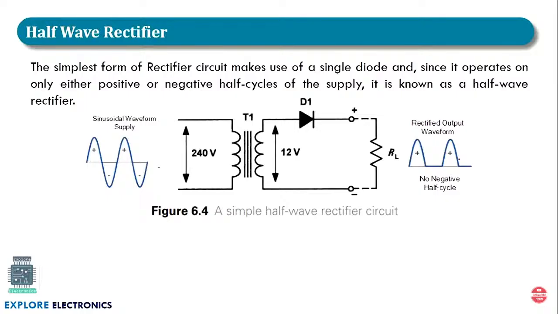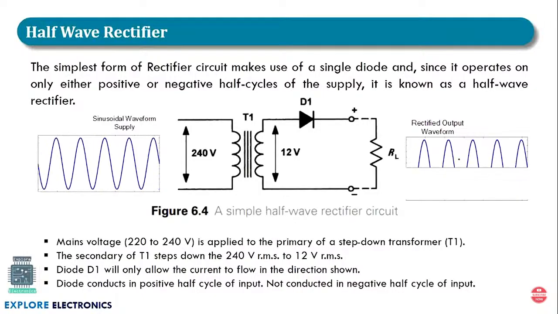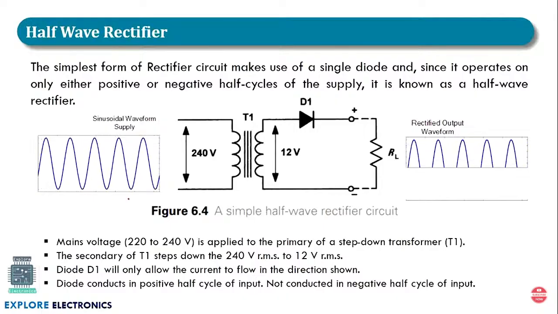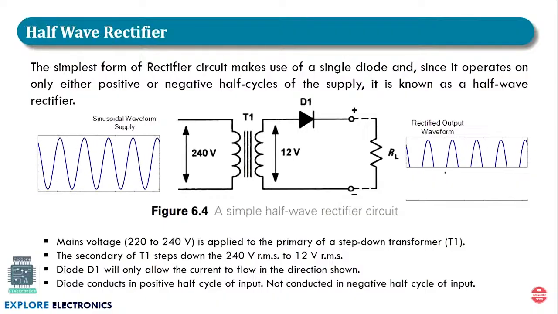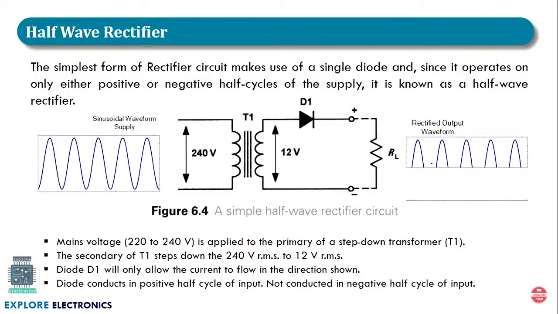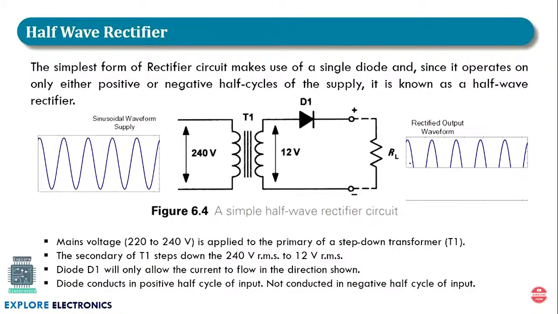So to understand this, we need to look at the input we are giving and what actually the output is going to be. This is the AC signal we are giving, the large AC signal, and it is converted into pulsating DC like this. At the positive half cycle of the input, we are going to get the output as it is with the reduced voltage, and in the negative half cycle of the input, the diode will not conduct and the output will be 0.